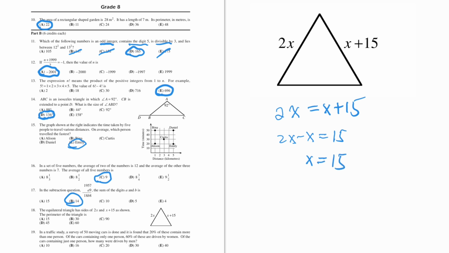So the side is 2x, that's 30, or x plus 15, still 15 plus 15, 30. So the side length is 30. The perimeter equals 30 times 3, 3 equal lengths, equals 90. The answer is C.